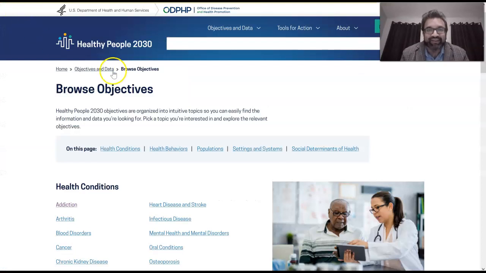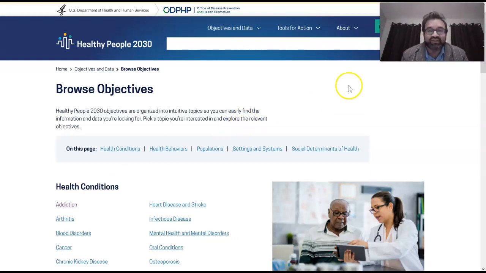So in this website that I have clicked on, there are objectives that have been divided into five broad categories. Those five categories are health conditions, health behaviors, populations, settings and systems, and yes, social determinants of health, which are extremely important, especially in the context of understanding how these may impact overall health within communities. And there are five broad topics within the social determinants of health that have been explored further. However, within this video, we're focusing more on the general topic.